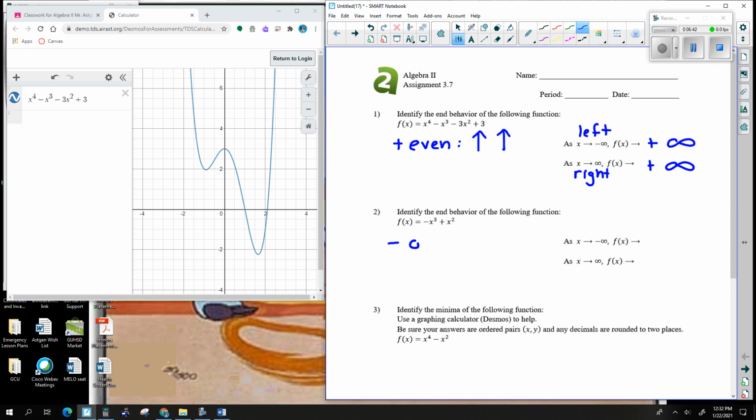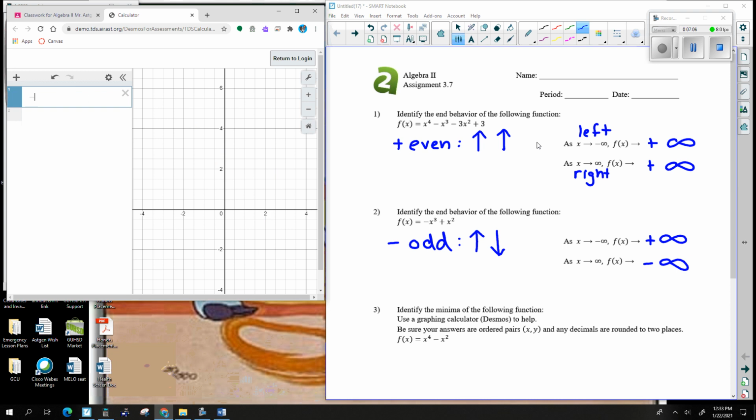This next one, I see this is a negative odd. The first number is negative and it's an odd, so it's usually down, up, so this is going to be up, down. So the left-hand side is going to go to positive infinity. The right-hand side is going to go to negative infinity. And again, if you don't know, check it on your Desmos calculator. So we have negative x to the 3rd plus x squared. What do you know? It's an up, down, positive infinity, negative infinity. Hooray!